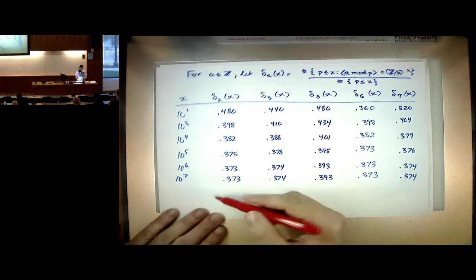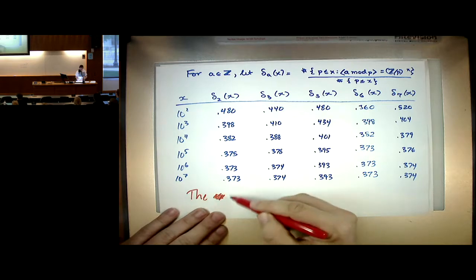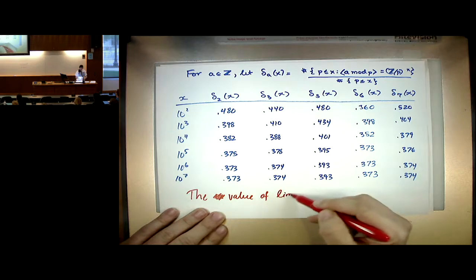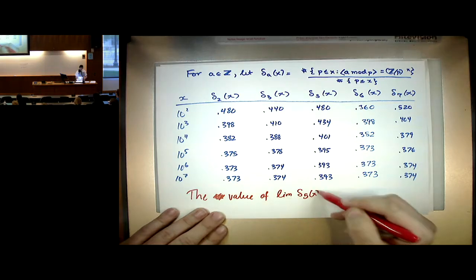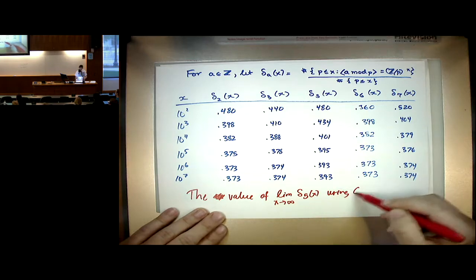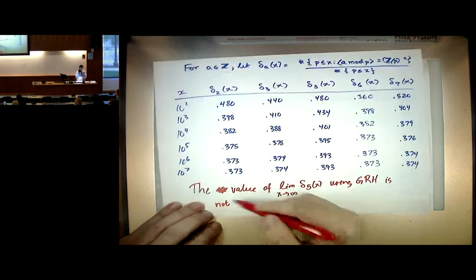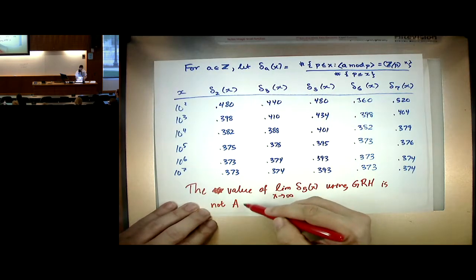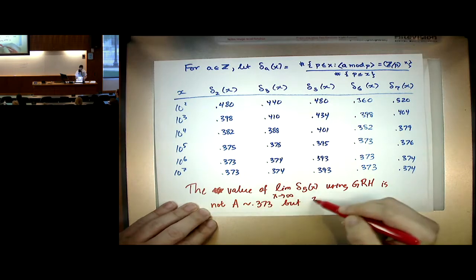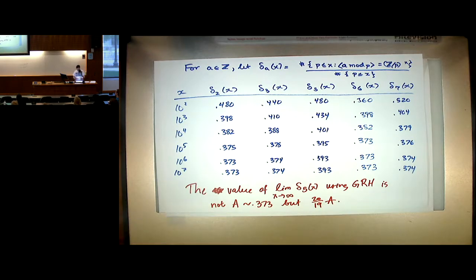So in fact, the value of this limit, using GRH, is not that common value that was around 0.373 that I told you before, but rather 20/19 of that common value, and that's around 0.39.